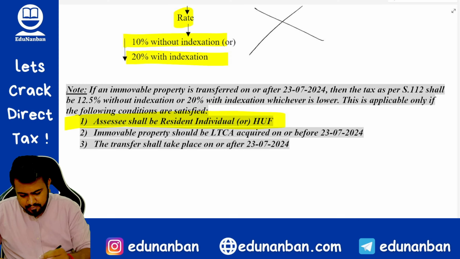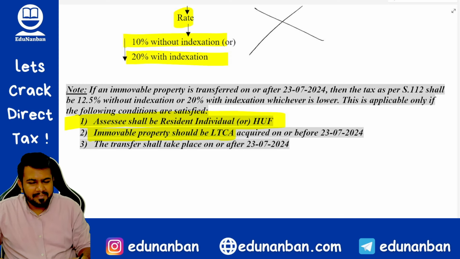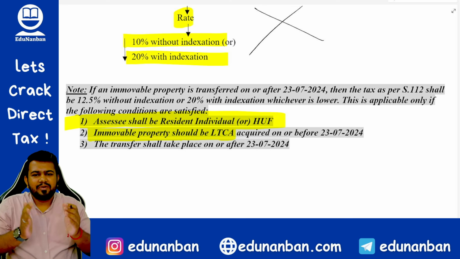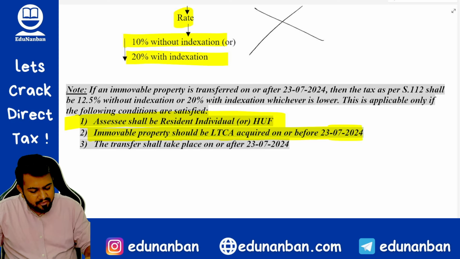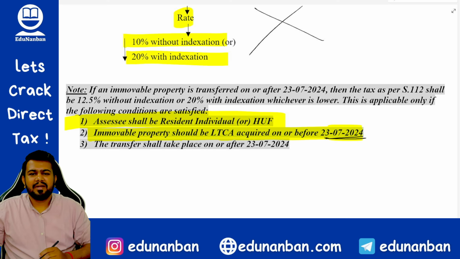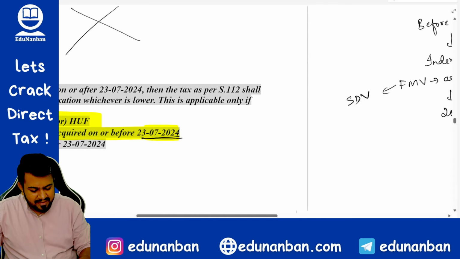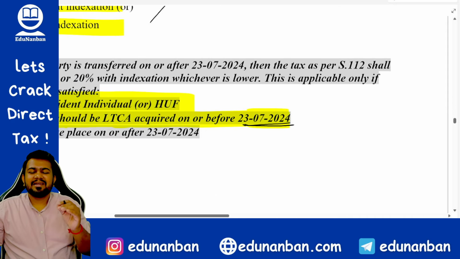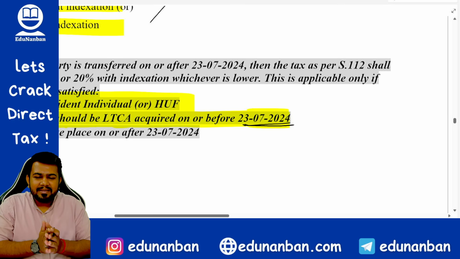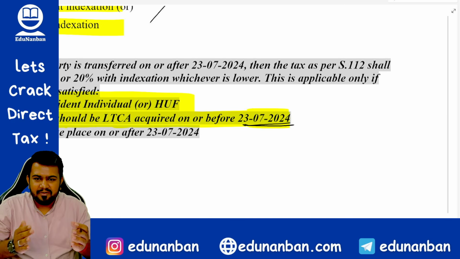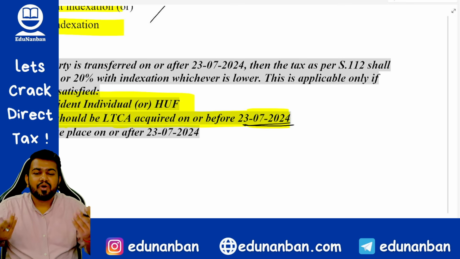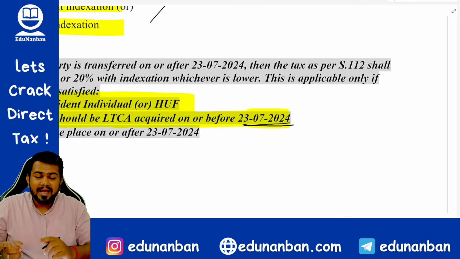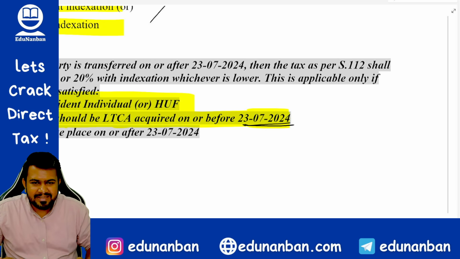Second condition, the immovable property should be a long-term capital asset. Obviously, because for indexation you need a long-term capital asset, correct? It should be a long-term capital asset acquired on or before 23/7/2024. So what is our finance minister telling? Since you were upset when I announced it in the budget, for your before properties, you will get the benefit of indexation. However, since you now know that I am not going to allow indexation, in future purchases I am not going to allow this indexation benefit.